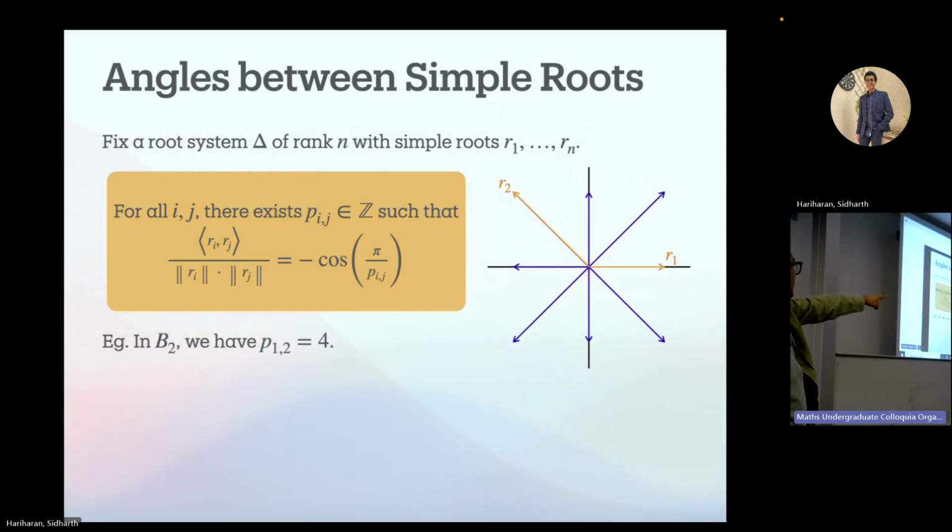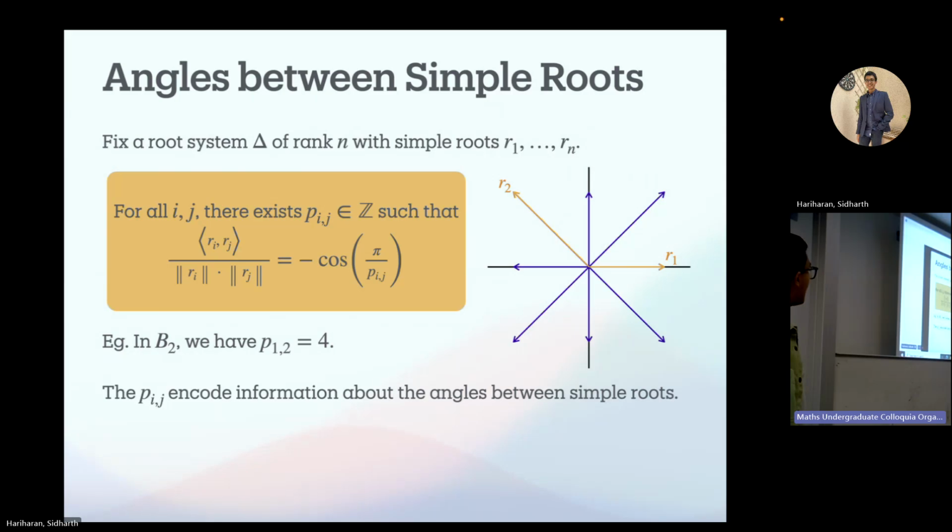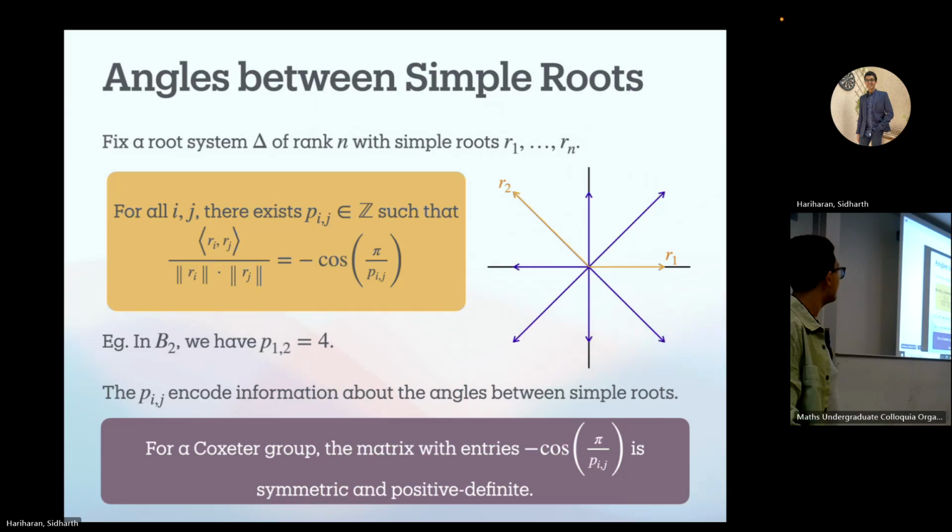In this case in B2, which is the root system depicted here, P12, because there are only 2 simple roots, is 4. And these guys encode information about the angles in a very simple way, because you don't want to have weird complicated numbers. So just a simple 4 suffices.